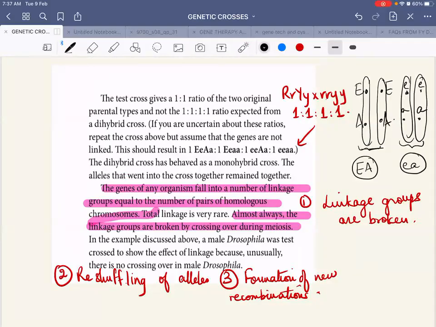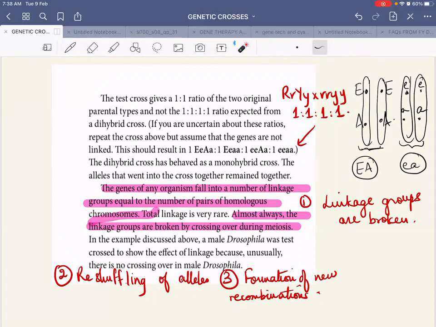Why? Because crossing over takes place during prophase 1. And you all know that crossing over always takes place not between the sister chromatids. Like for example, I would say that these and these are sister chromatids and these are sister chromatids. Crossing over will take place between non-sister chromatids like this. Since crossing over takes place most of the time, we say that total linkage is rare. That's why it's written over here. I'm going to underline this. Total linkage is rare. So then what happens?